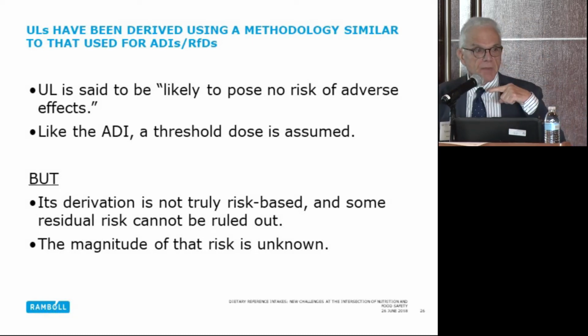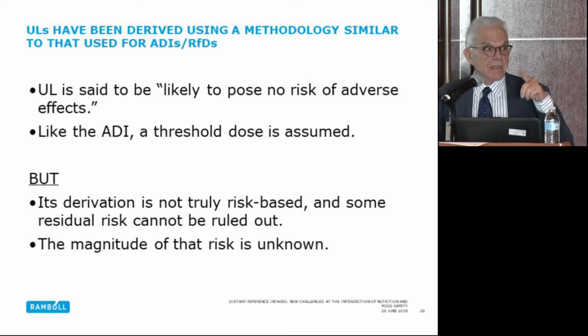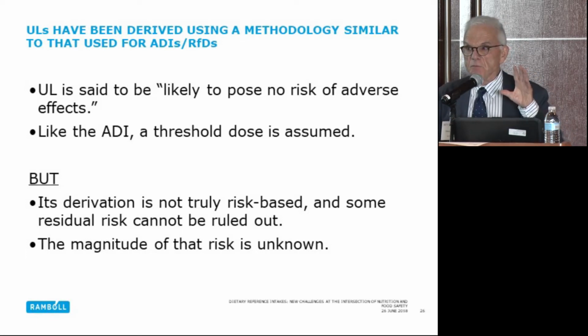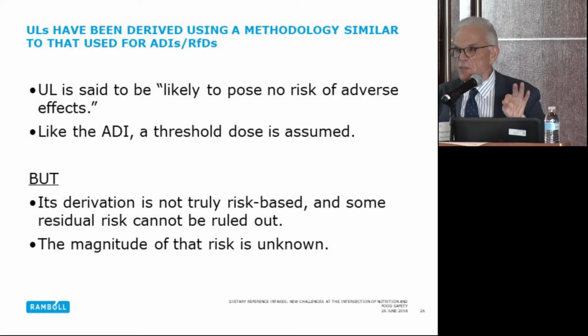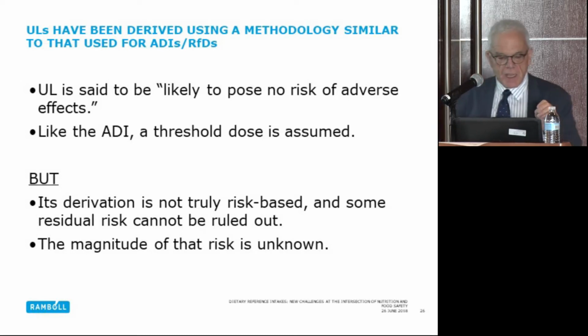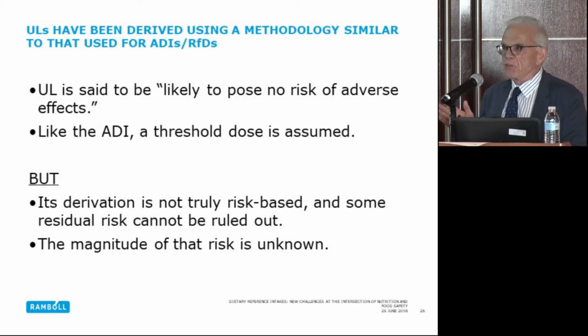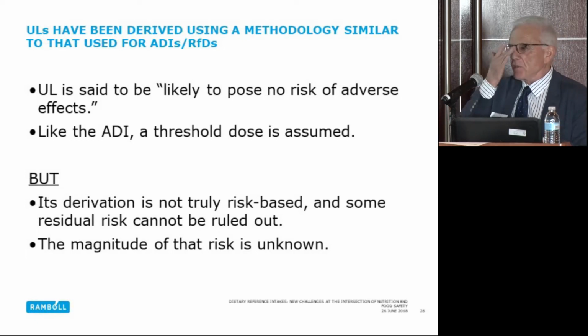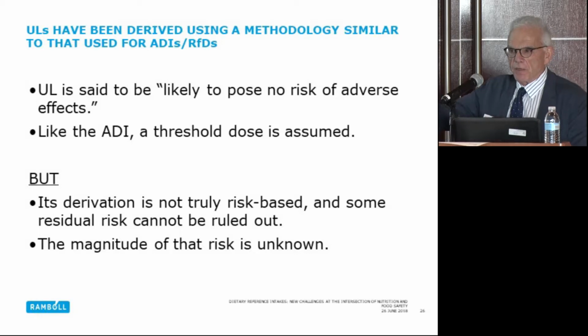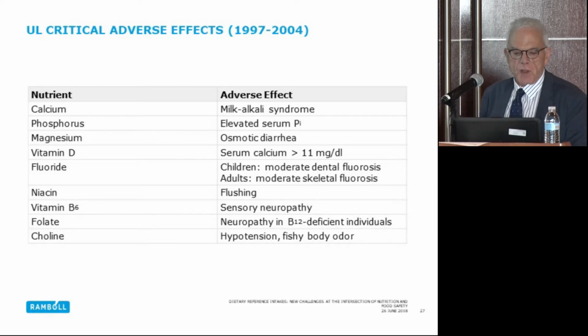This is not a topic, by the way, covered in the Guiding Principles report. They don't talk about new methods for dealing with ULs. The only comment made about ULs in the Guiding Principles report is that it should not be used to deal with chronic toxicity, chronic diseases. It's based on more traditional measures of toxicity. So these are traditional UL endpoints.